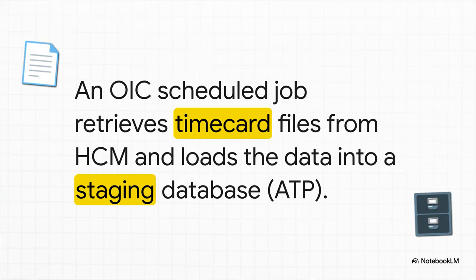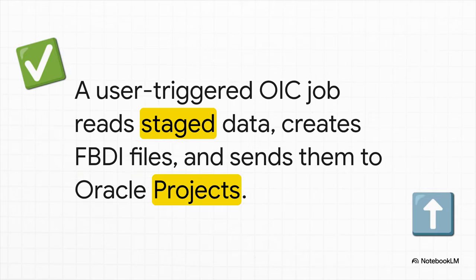So it all kicks off automatically. You've got a scheduled job in OIC that basically reaches into HCM and grabs the latest timecard data. That data comes out in a nice package, thanks to a tool called HCM Extract. OIC then takes this raw data and puts it into a temporary holding area, an Autonomous Transaction Processing, or ATP, database. Think of it like a prep station in a kitchen, where you get all your ingredients ready before the main event.